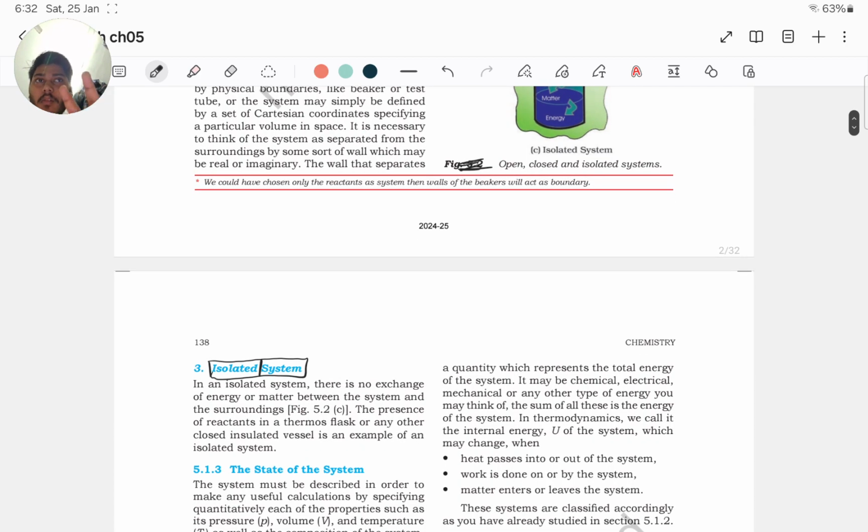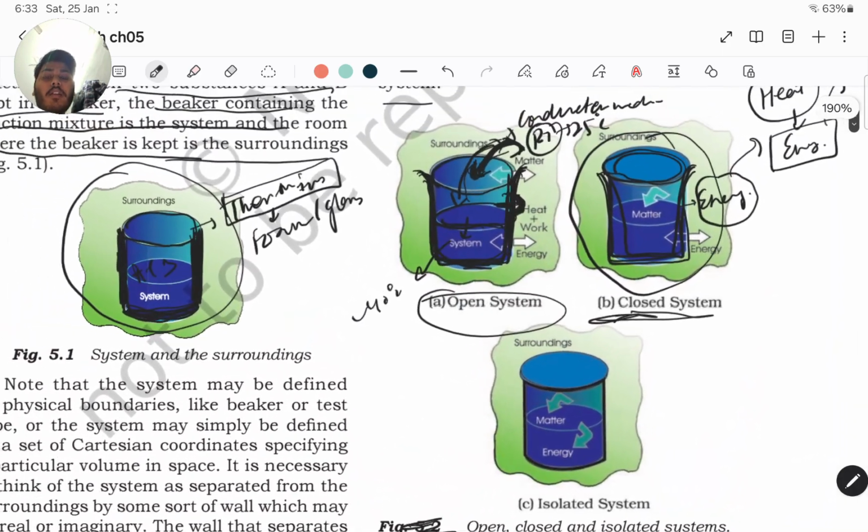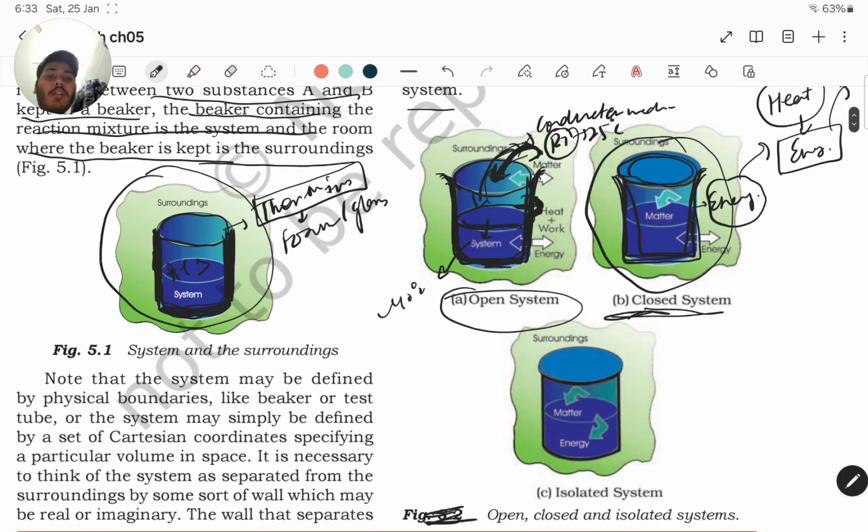Both are separable. Okay, so isolated means there is no relation between the system and surrounding. In an isolated system, there is no exchange of energy or matter between the system and surrounding. The presence of the reactants in a thermoflask or any other closed insulated vessel is an example of the isolated system. As I said in the first example, if the wall is conducting, then heat can be exchanged, or we say energy can be exchanged. But if the wall is not made of conducting material like copper, steel, or any other metal, or some glass is also sometimes exchangeable of the heat.